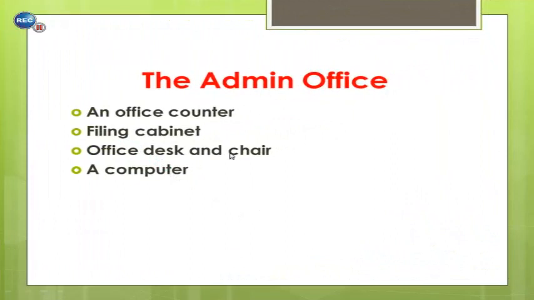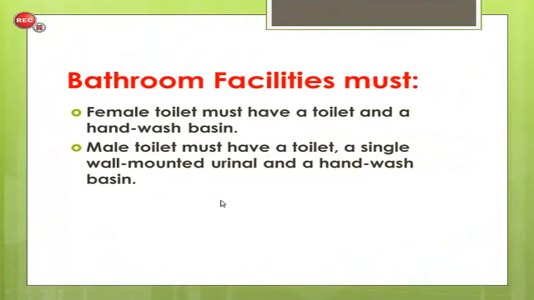Let's look at our admin office. There are no specific specifications for our admin office, but I have taken the liberty of compiling them. There should be an office counter, perhaps with a filing cabinet, an office desk for someone to sit at, and a chair, and there would probably be a computer where certain information will be stored. Let's look at our bathroom facilities. It makes provision for male and female. In the male bathroom facilities, there should be a toilet, a single wall-mounted urinal, and a hand wash basin. And in the female toilet, there should be a toilet and a hand wash basin only.